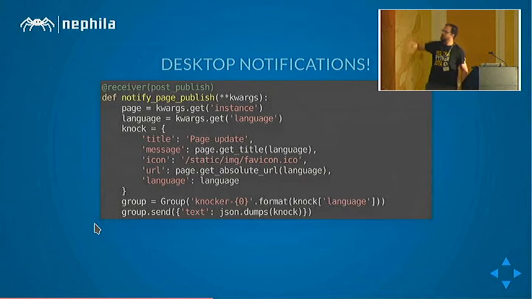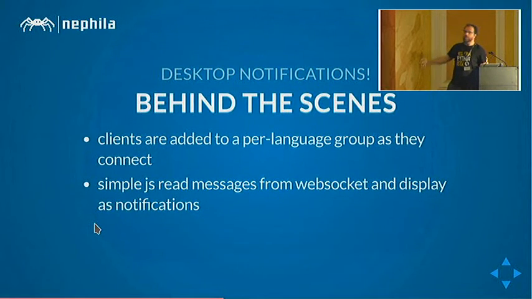This is just basically a listener to a Django signal. When the page is published, I retrieve all the information I need. I create this dictionary, which is called a knock in the django-knocker way. And then, you can see that, I just send the serialization to the group. Groups are how Channels interacts with clients.